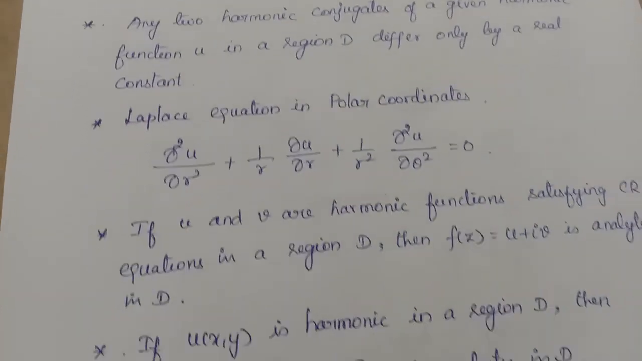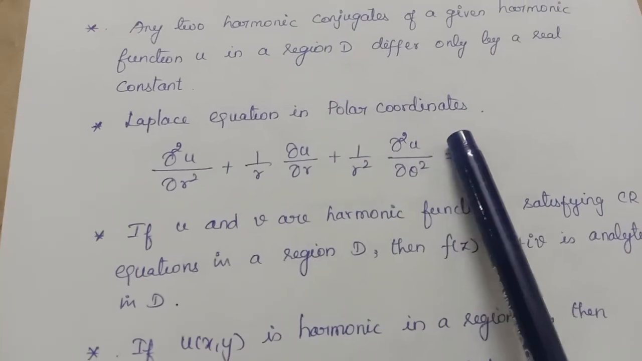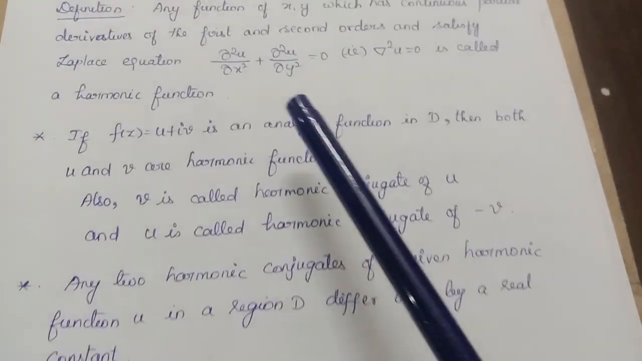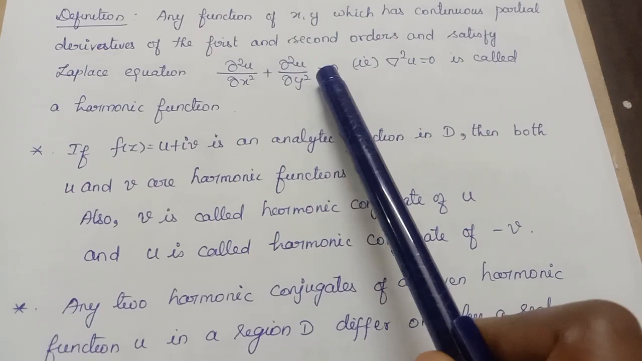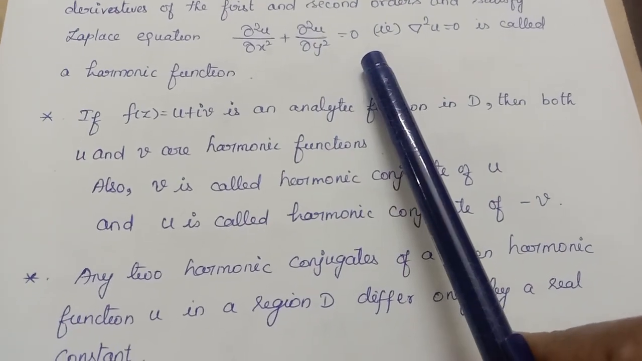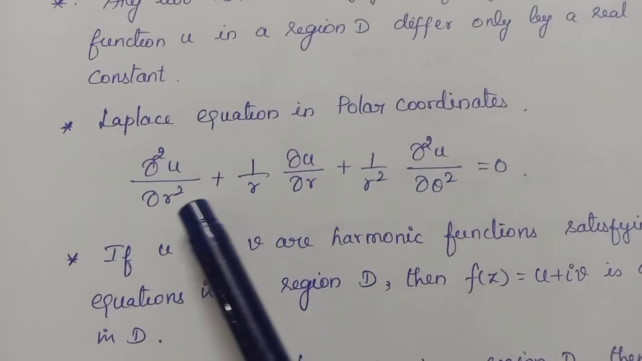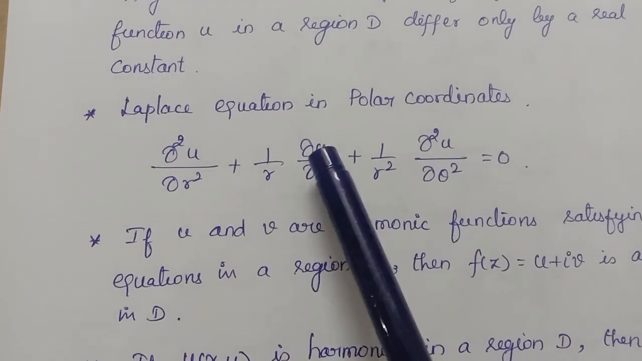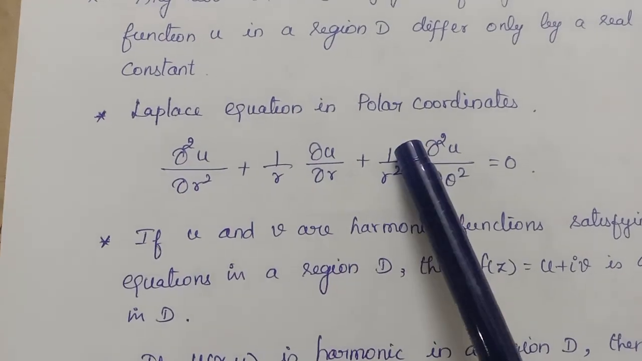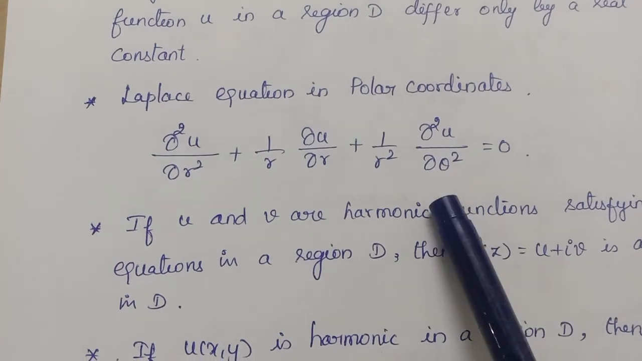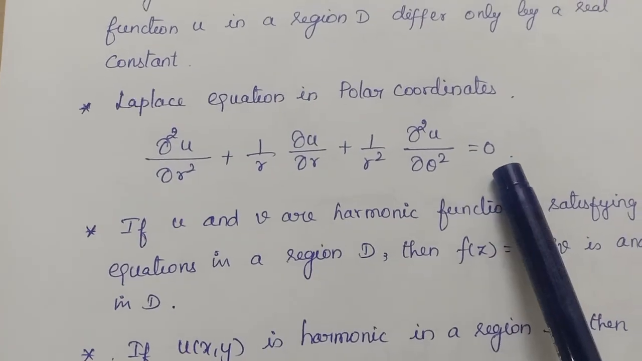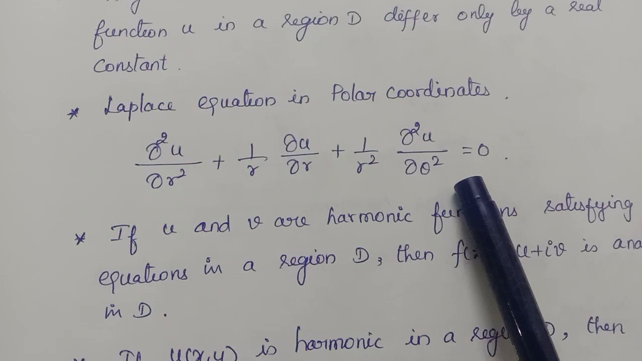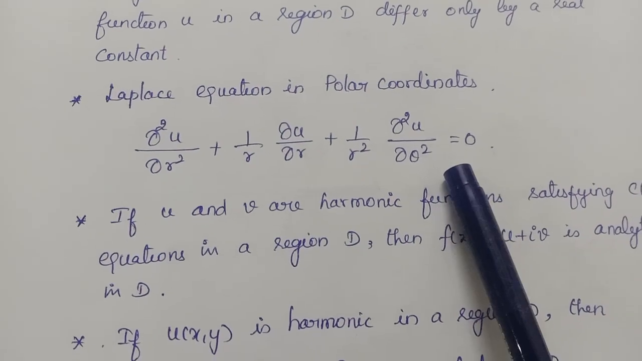Next, let's see what is the Laplace equation in polar coordinates. In Cartesian coordinates, it is del square u by del x square plus del square u by del y square equal to 0. In polar coordinates, it will take the form del square u by del r square plus 1 by r into del u by del r plus 1 by r square into del square u by del theta square equal to 0. So this is the Laplace equation in terms of r and theta.